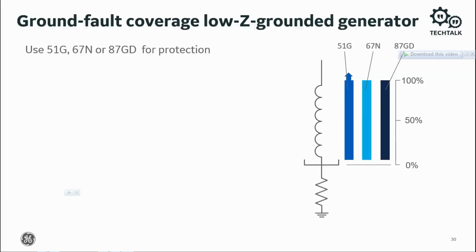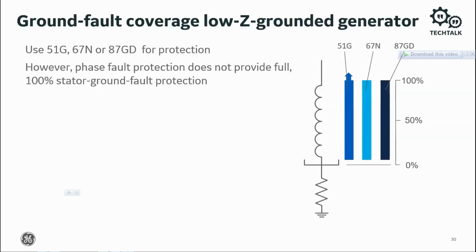What's the coverage for ground faults in a low impedance grounded generator with 51G, 67N, and 87GD for protection? We can use these elements, however, phase fault protection does not provide full 100% stator ground fault protection. Left unprotected is the bottom 1 to 5% of the winding near the neutral. There are ways to protect this area. We'll develop these next.